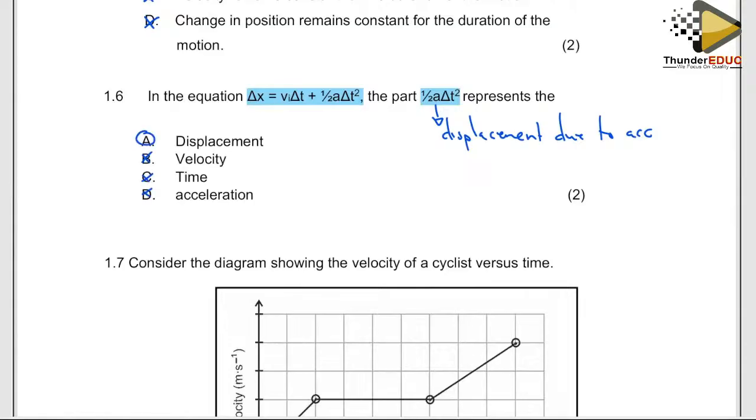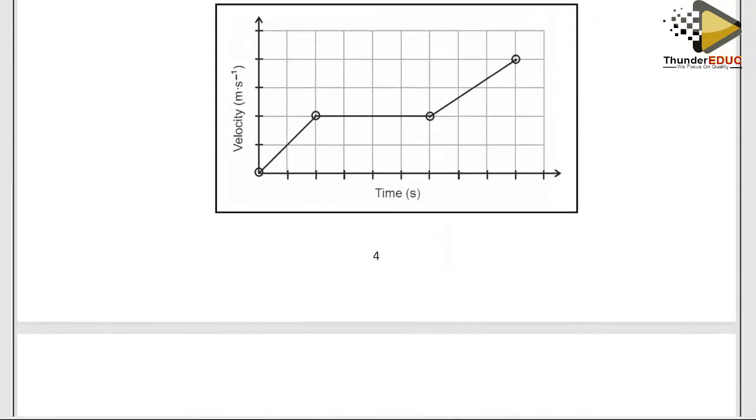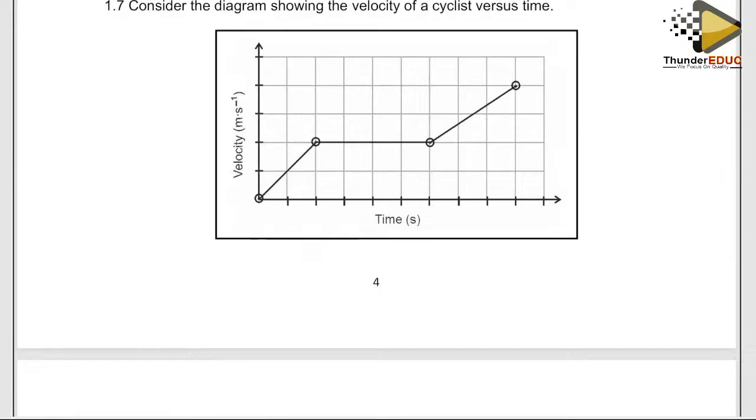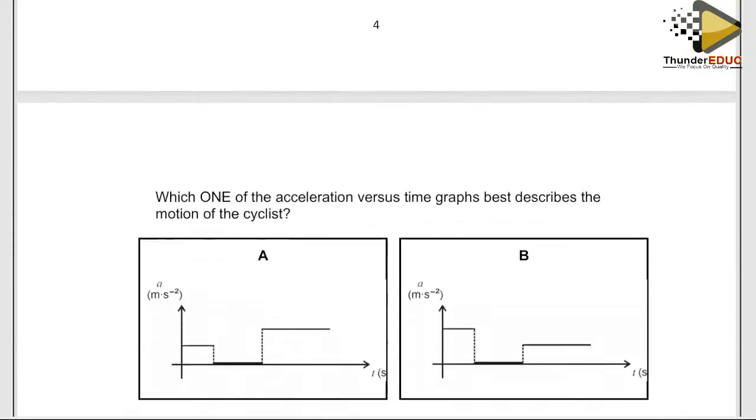Then we're going to proceed to question 1.7. Consider the following diagram showing the velocity of a cyclist versus time. What are you asked to do there? They're asking which one of the acceleration versus time graphs best describes the motion of the cyclist, right?